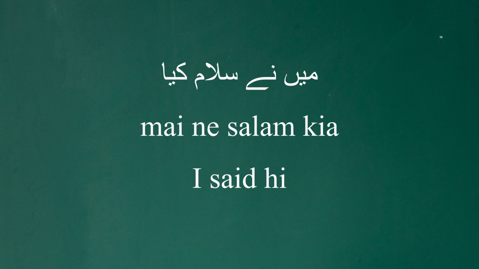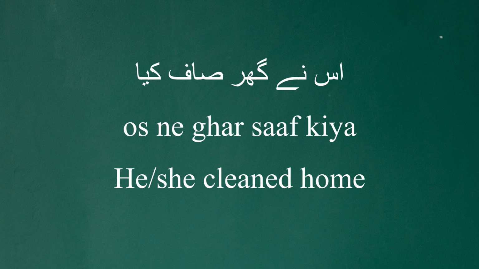Maine salam kiya. उसने घर साफ किया. He has cleaned the house. He cleaned the house, or she cleaned the house. In this sentence, saaf is an adjective. So saaf is not controlling the verb because the adjective does not have a gender. So here direct object is ghar. Ghar here is masculine. Therefore it's saaf kiya.